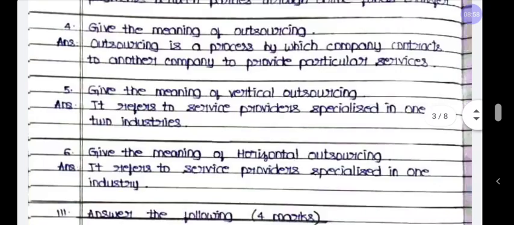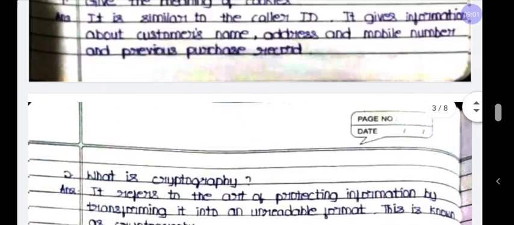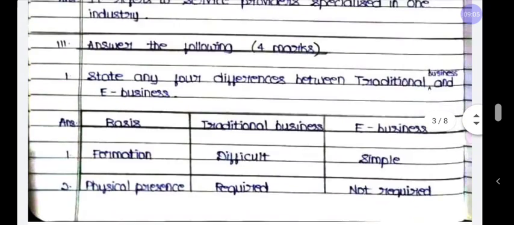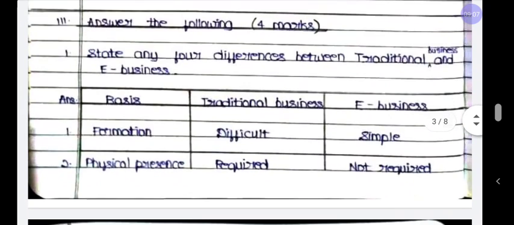These are the 2 marks questions you can expect for the final examination. In the next class, I will continue with the 4 marks questions, that is section C. Thank you.